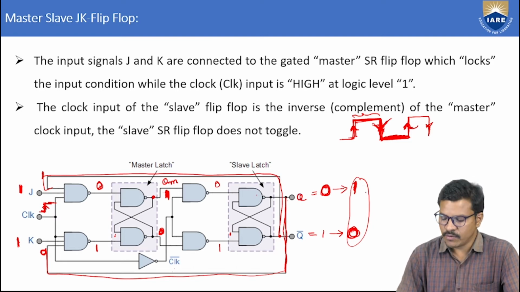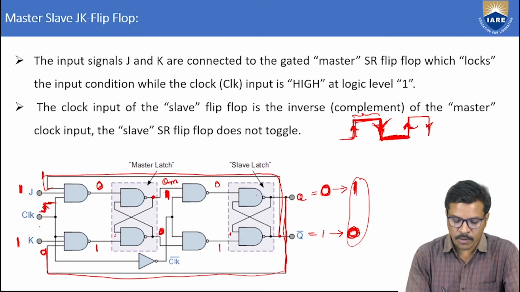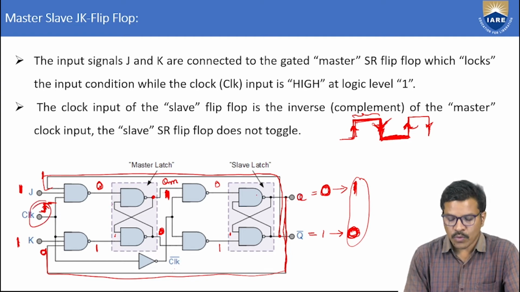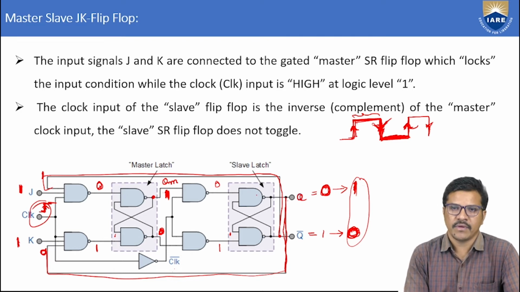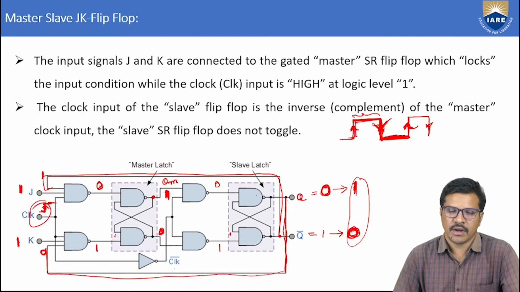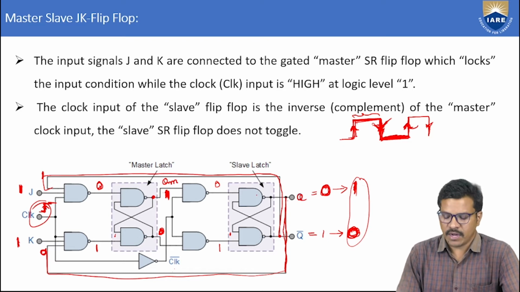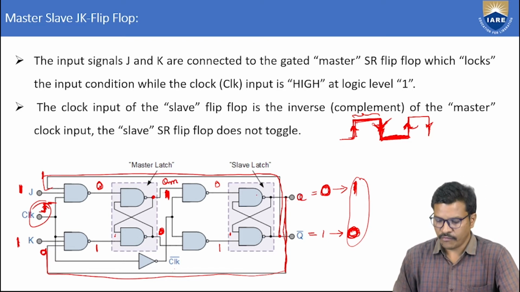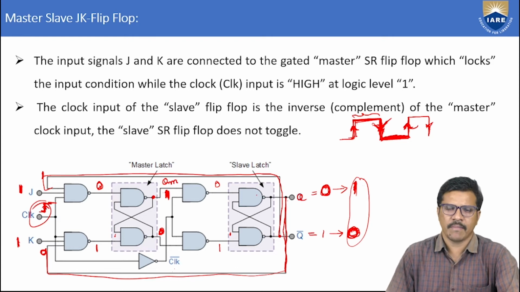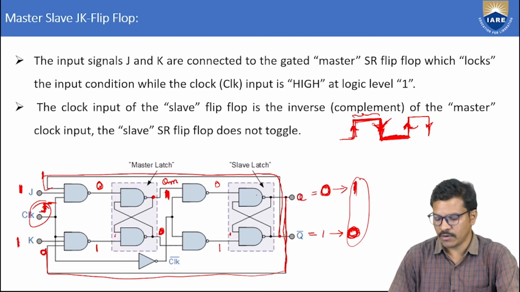Once 1 and 0 reach the output, they get back to the input, but the clock is low, so the feedback connection is not allowed to reach the master flip-flop. In this way we can stop the race around condition. This is one of the advantages of the master slave flip-flop. The same operation happens in the master slave flip-flop as in the JK flip-flop, but we can protect against the race around condition.